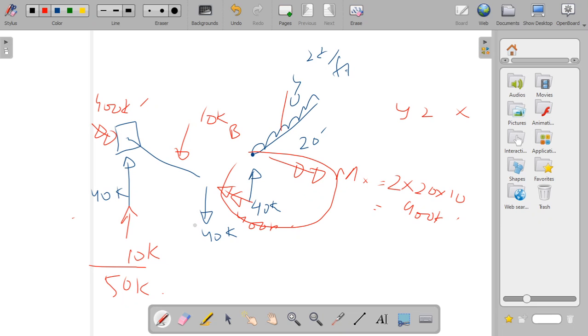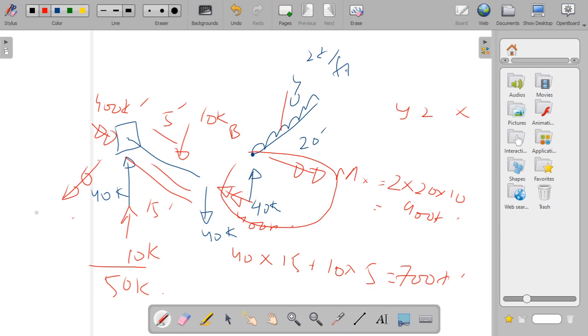Again, you should calculate. This is in the y-axis. This is also in the y-axis. This is 15 feet. This is 5 feet. So here the moment should be there because these are y, and this is x. So there would be a moment here. So the magnitude of the moment is 40 into this distance, 15, plus 10 into 5. So it comes out to be about 700 kip foot. So this would be 700 kip foot.